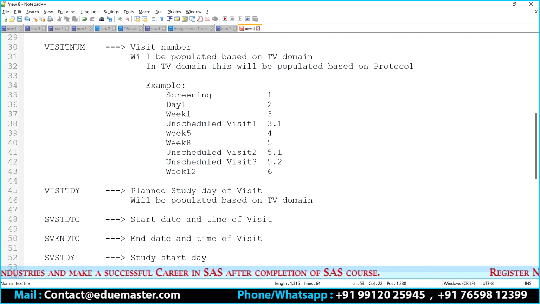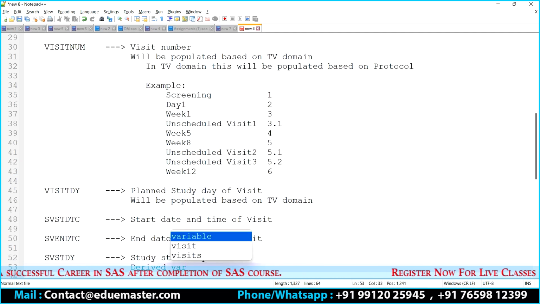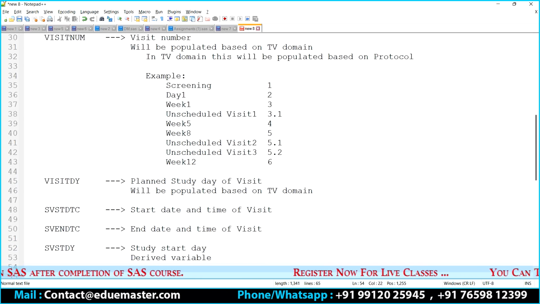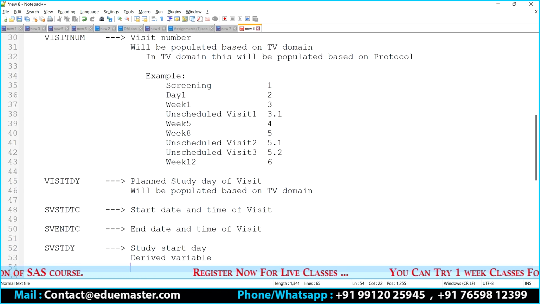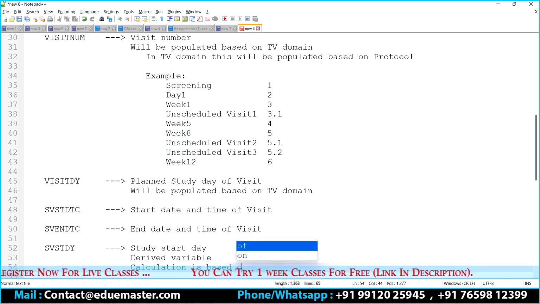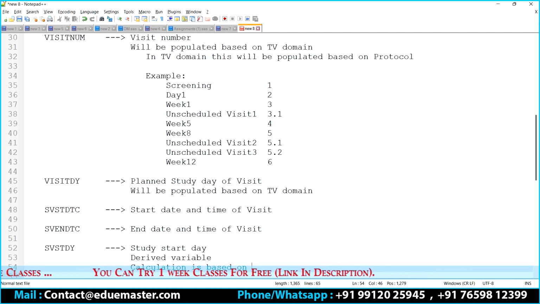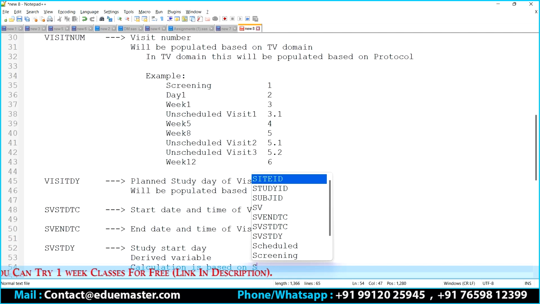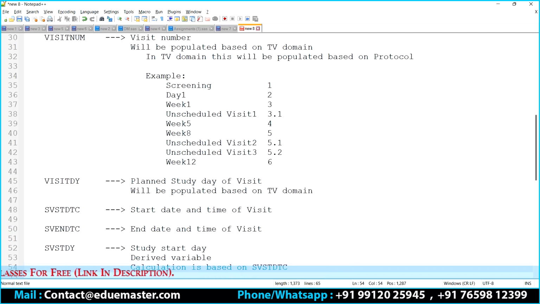It is a derived variable. How are you going to derive it? You are going to derive this based on two things. Derived based on calculation, it is based on two variables. What are they? SVSTDTC, that is the scheduled start date and time of visit, and RFSDTTC, which is nothing but the treatment start date, which is actually taken from the demographics domain.